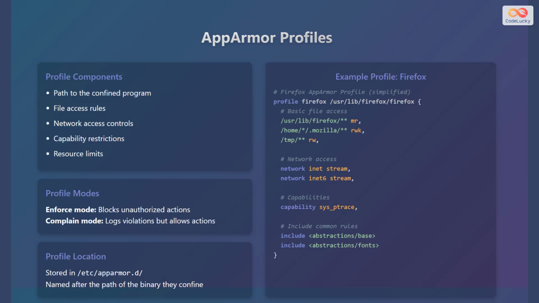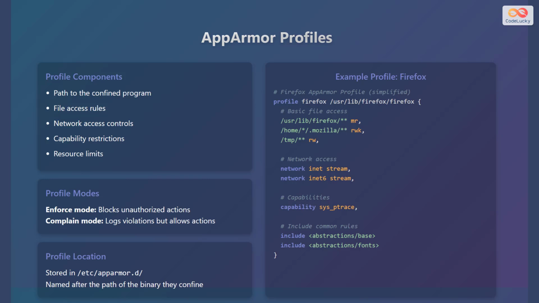AppArmor profiles define the security settings for individual applications. A profile includes the path to the confined program, file access rules, network access controls, capability restrictions, and resource limits. AppArmor has two profile modes: Enforce mode, which blocks unauthorized actions, and Complain mode, which logs violations but allows actions.